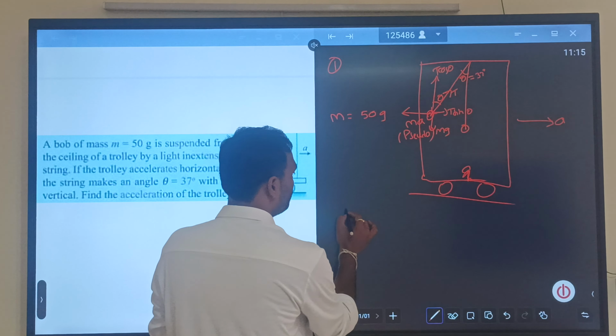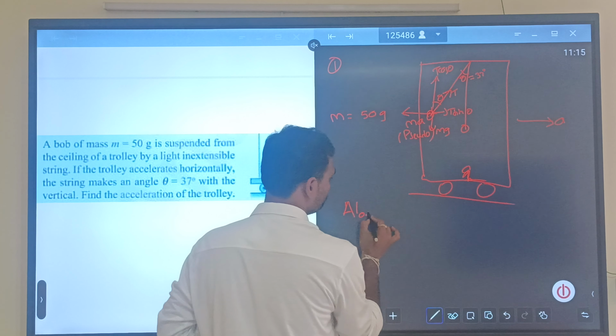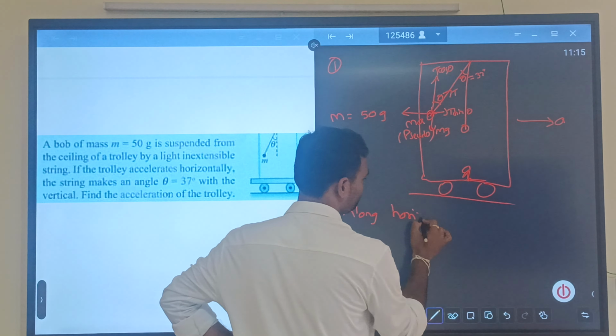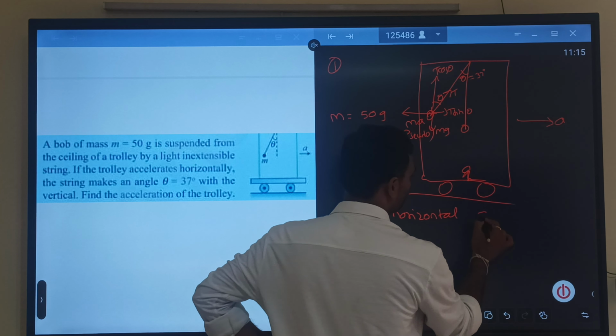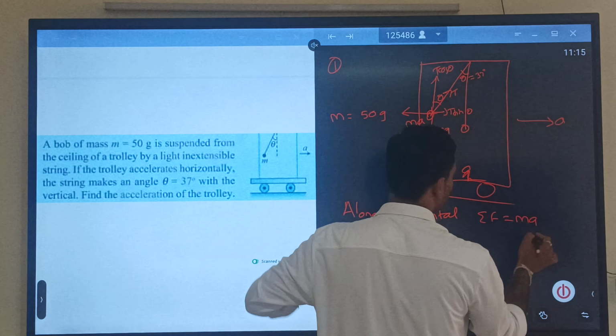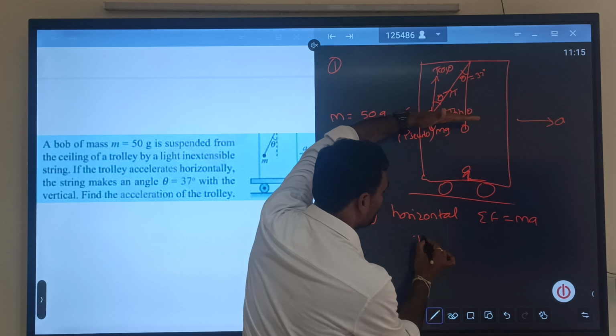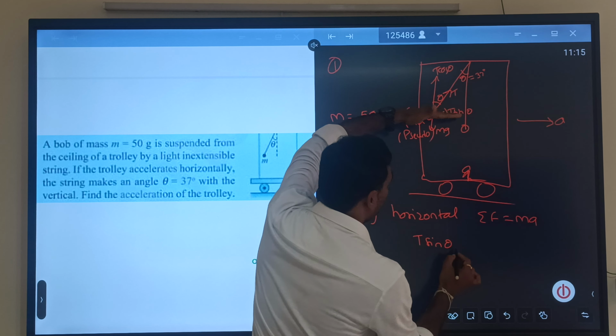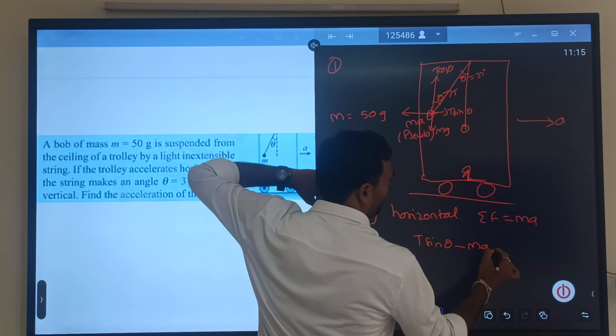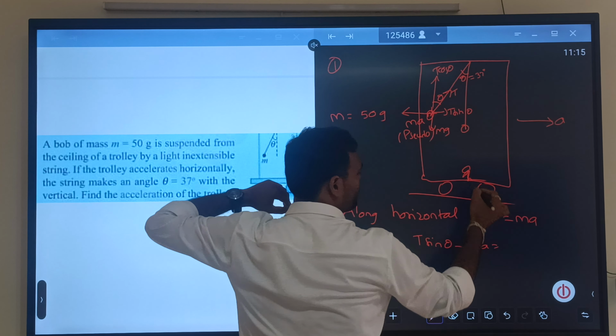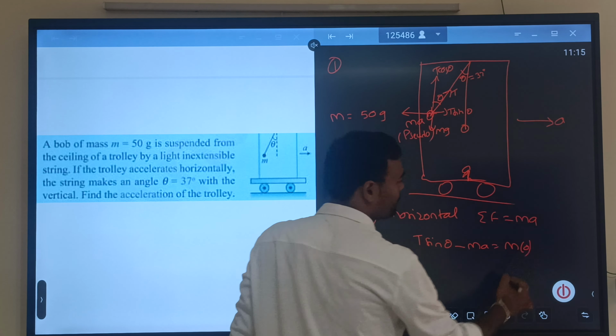Now along horizontal, sigma F equals ma. See, T sin theta is acting in the rightward direction, T sin theta, and minus ma, and according to him it is at rest, so m into 0. Clear? Then T sin theta equals ma. Let it be equation number 1.